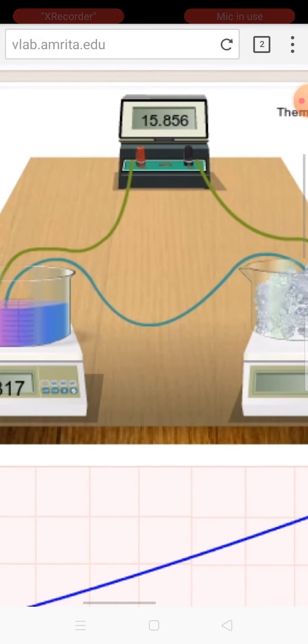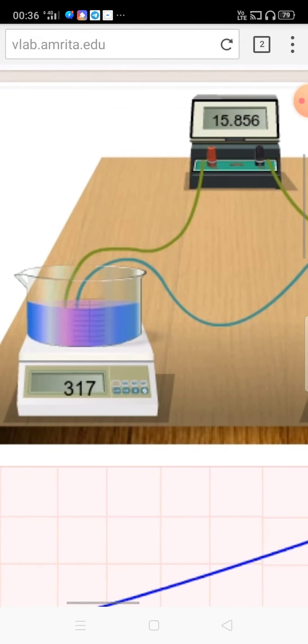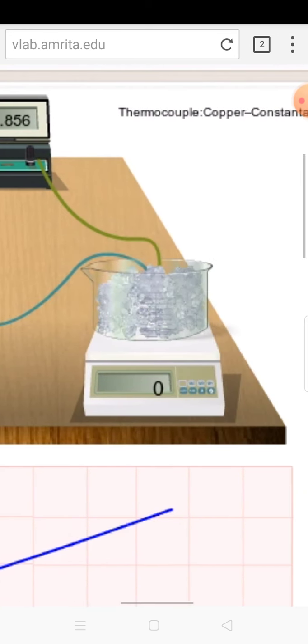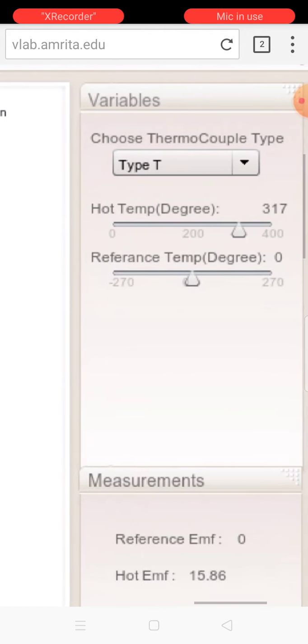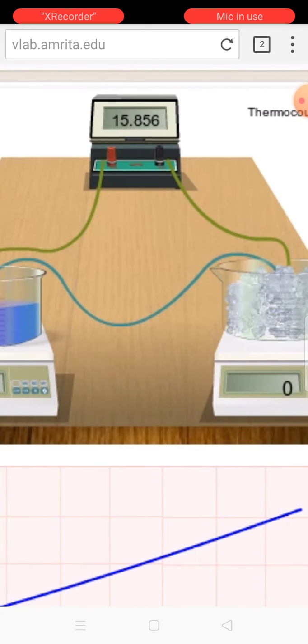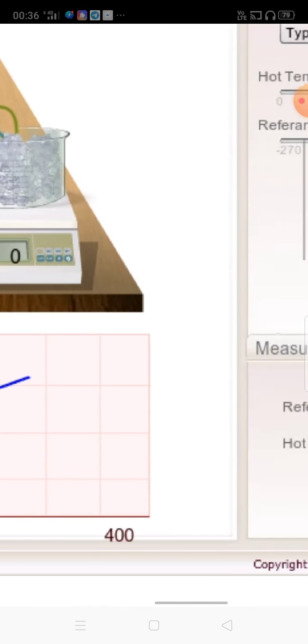That means whenever you choose a particular hot junction temperature, the cold junction reference temperature is fixed and the voltage is shown. And mind it, I am working on type T. So I have taken 3 values. You should take at least 10 values and you will get this graph. But your range should be maintained.